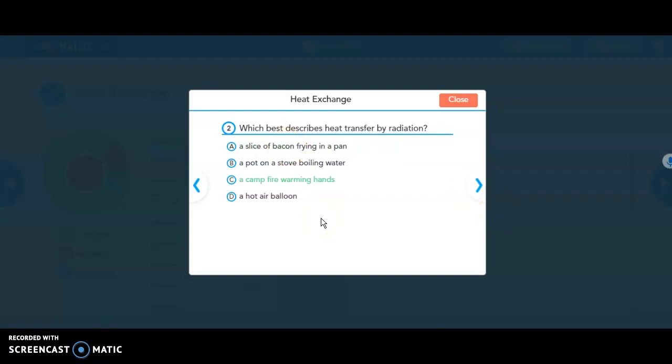What best describes heat transfer by radiation? Again, I'm not even looking at the answers. I'm looking for the sun or campfire. Slice of bacon frying in a pan? The bacon's touching the pan, conduction. A pot on a stove, boiling water? Either you're talking about the pot touching the stove, which is conduction, or you're talking about the boiling water, which is convection. There's the campfire, and a hot air balloon, which is convection. That one's a little tough, but not radiation.